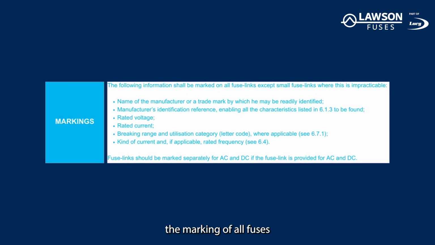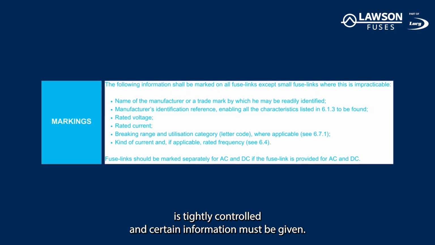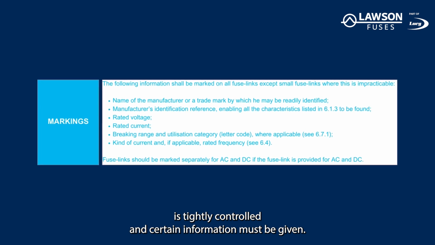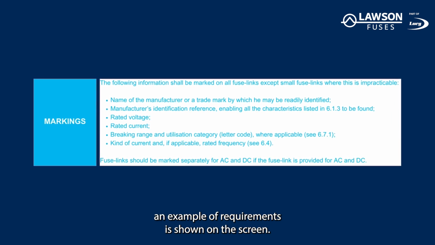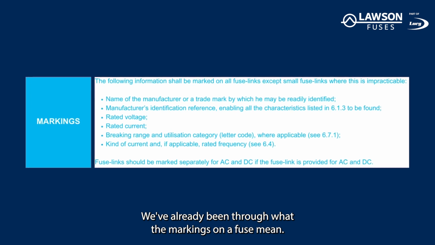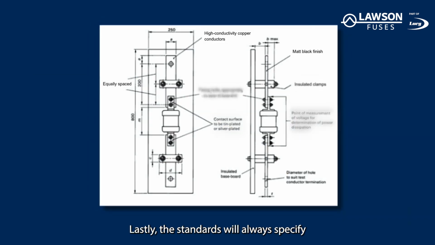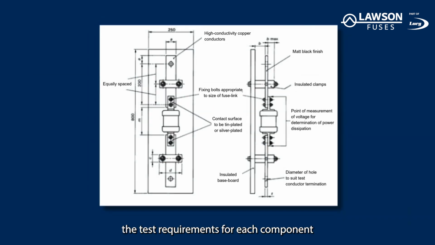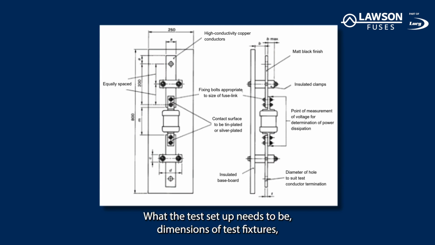Markings. The markings of all fuses is tightly controlled and certain information must be given. An example of requirements is shown on the screen. We've already been through what the markings on a fuse mean. Lastly, the standards will always specify the test requirements for each component. What the test setup needs to be, dimensions of test fixtures, connections, and crucially, what results are expected.